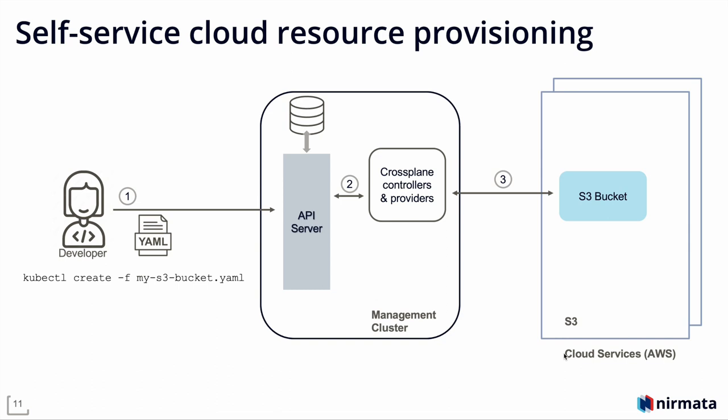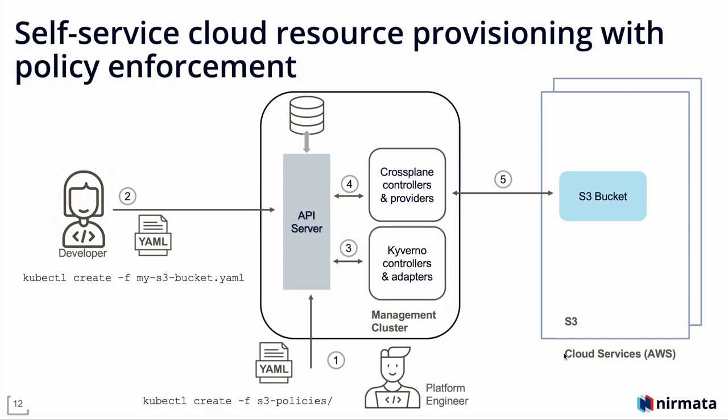So this is where Kyverno would come in and help with enforcing some of these, or setting some of these guardrails, as well as enforcing some policies, right? In this case, the model changes a little bit. You have a management cluster with Crossplane and Kyverno both installed. The platform engineer can create these policies beforehand and add them into the cluster, and then the Kyverno controllers will start monitoring the API server requests. Anytime any resource is created that matches the policies, it will apply the policies and allow or deny those requests depending on how the policies are configured, right?